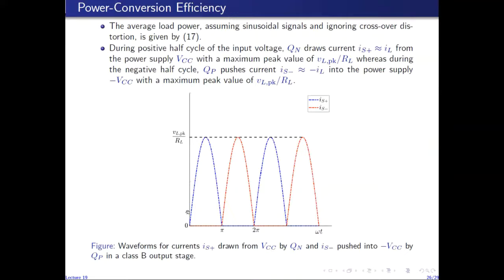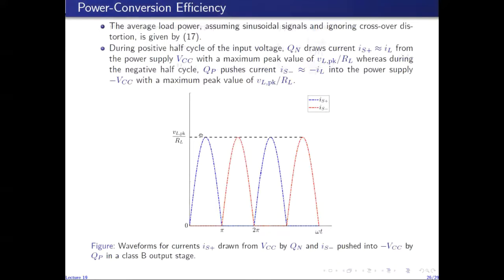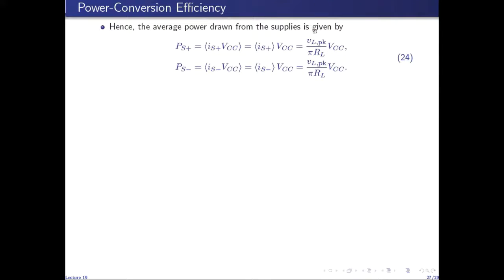So we can integrate this curve from 0 to 2 pi and divide by 2 pi. Or again, integrate this curve from pi to 3 pi and divide by 2 pi. And we'll find that the average value of the two currents is the same and is given by the peak value of the current divided by pi. So VL peak over RL is the peak value of the current. Divided by pi, it gives us the average current drawn through the supply, times VCC, which gives us the power drawn from the two supplies.